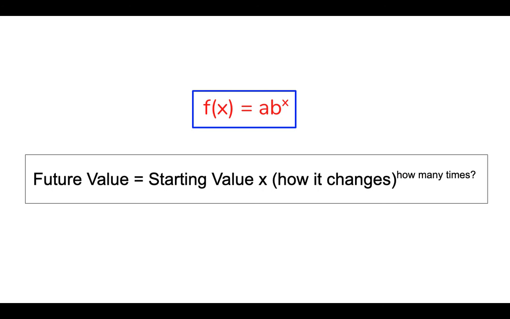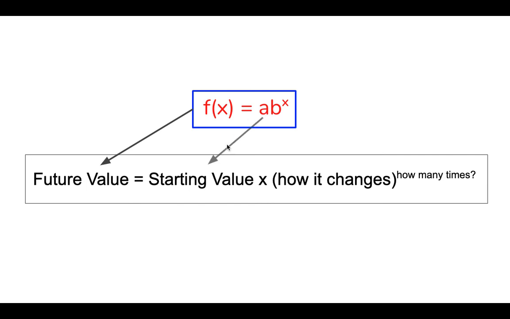Okay, so if we look at our equation, I'm going to start giving you some different terms because then it makes a little more sense. So what we have on the left side, if it's f of x or if it's y, that's what's called our future value. That's what we're looking for. What is it going to be in the future if we use these other numbers?